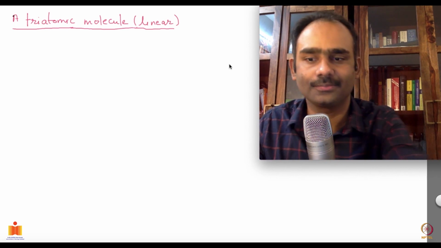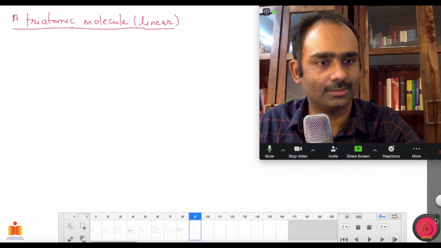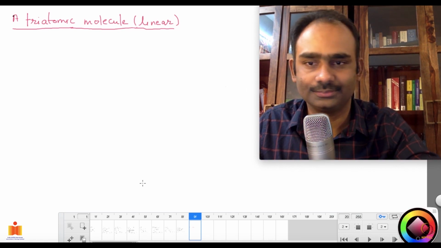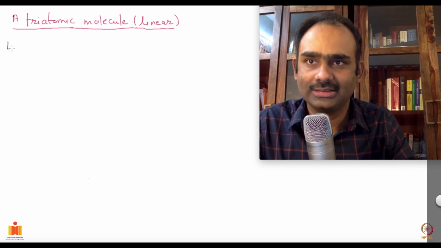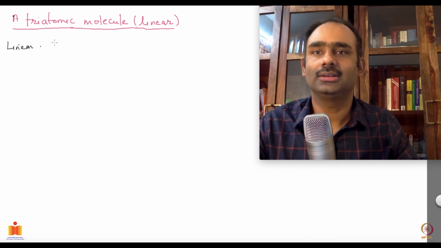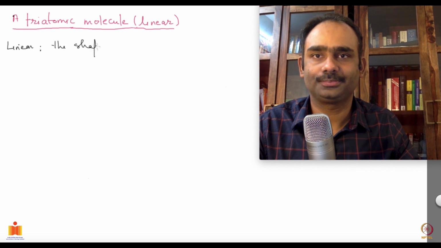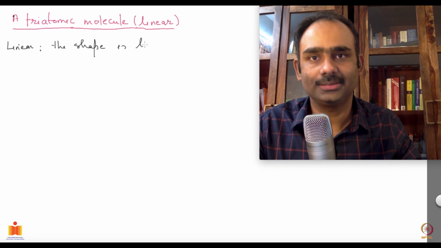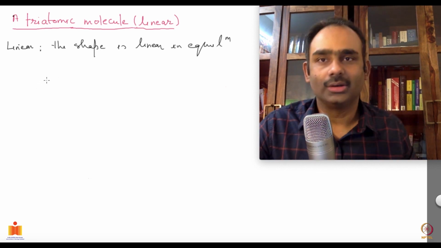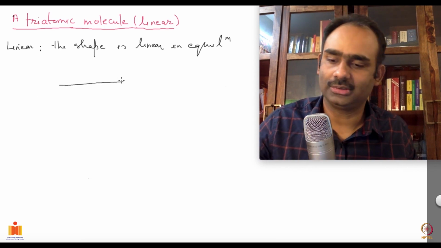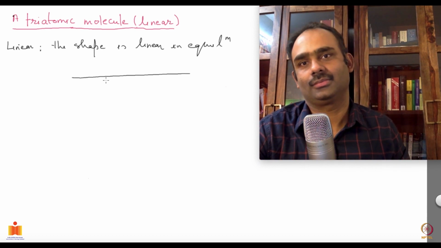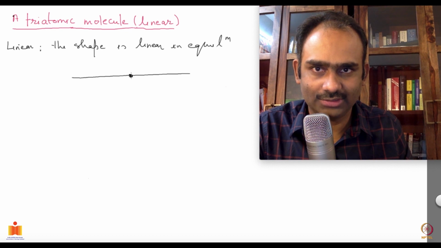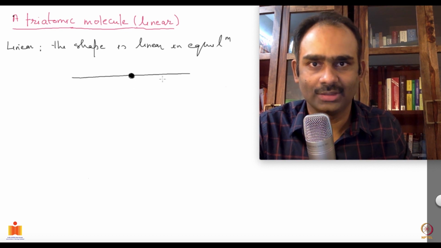Let me take my black color back. Very good. So let me write down what I said just now. When I say linear, I mean the shape is linear in equilibrium. So here it is. Let's say, it's a line but not beautiful. Anyway, so I have, let's say, 3 particles which are placed here like this.